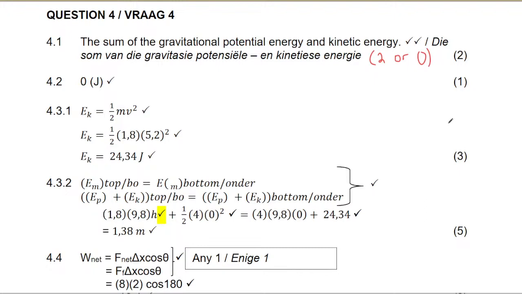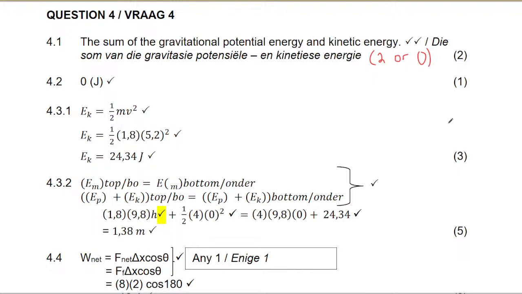Question number 4.2, what is the kinetic energy of the brick before it was dropped? Like I mentioned, at that height, before the brick was dropped, the velocity is equal to 0. Since the velocity is 0, it means the kinetic energy before it is dropped is equal to 0 as well.